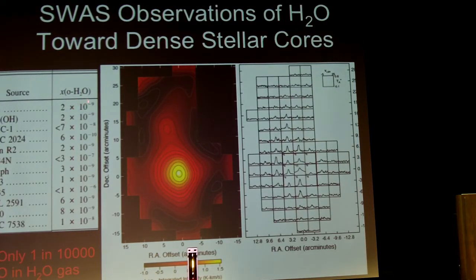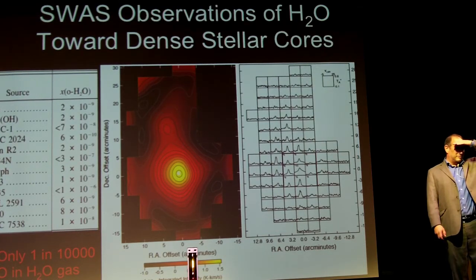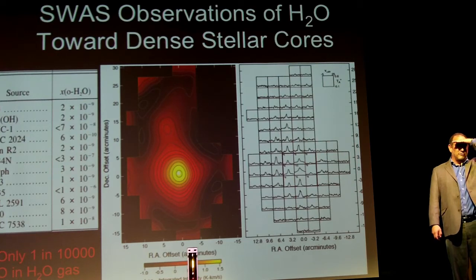Here's a list of them here. And don't worry about the numbers. Suffice it to say that what we found was that only about 1 in 10,000 oxygen atoms was in the gas in these star-forming clouds.